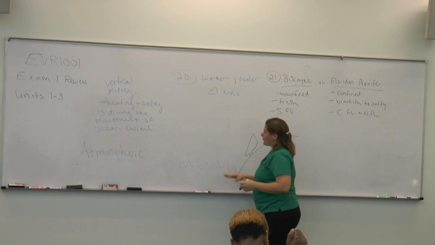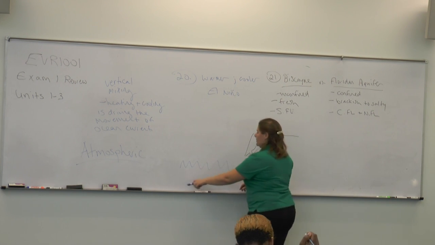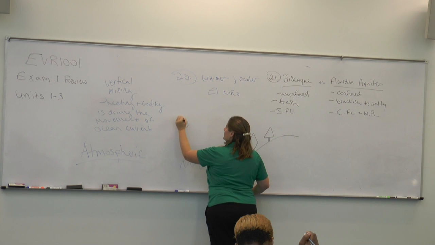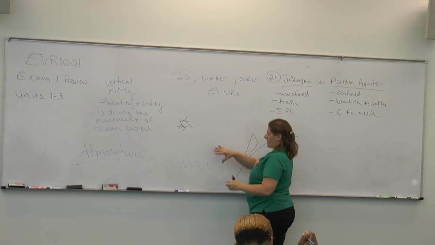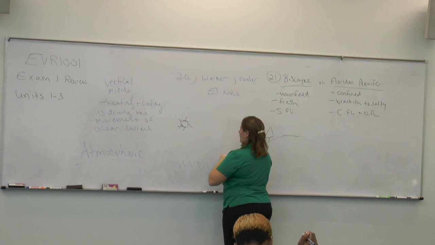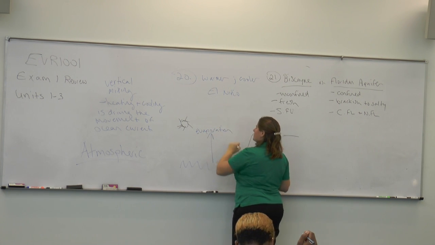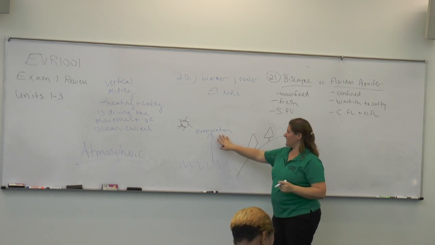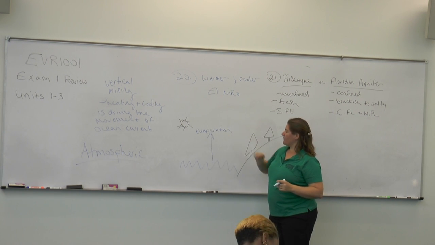All right, so the first step in the hydrologic cycle, when the sun's energy heats the ocean water or a lake or a river, what happens to this water? What does it do? What's the first step? Evaporation. Okay? So the water is transformed from liquid to gas, and it rises in the atmosphere. That's evaporation.